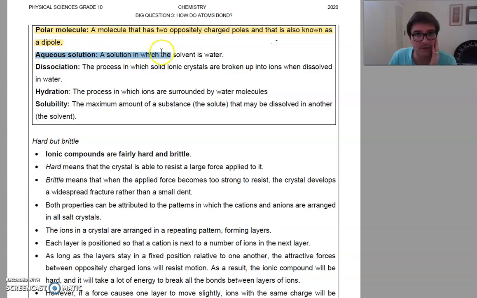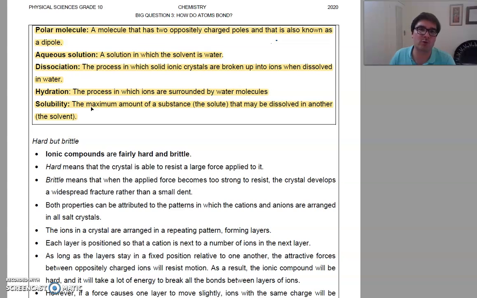Now, an aqueous solution is a solution in which the solvent is water. Now, a salt, an ionic salt, undergoes the process of dissociation when we dissolve it in water. This is the process in which solid ionic crystals are broken up into ions when it's dissolved into water. It splits into the ions. Hydration is the process in which ions are surrounded by water molecules, and solubility is the maximum amount of substance, the solute, so the salt, that may be dissolved in the solvent. So that would be the water.